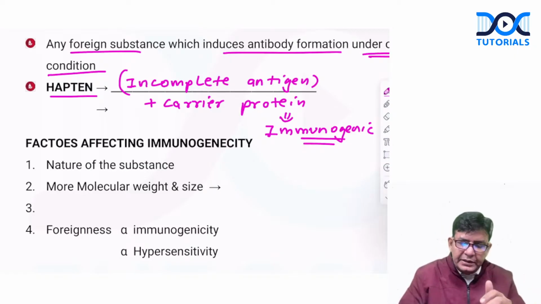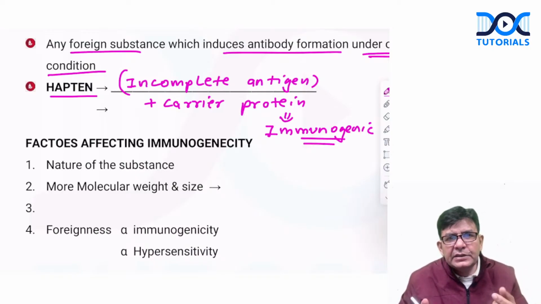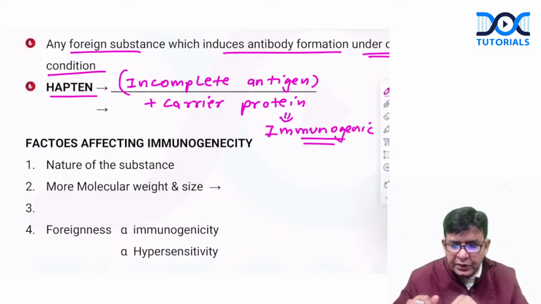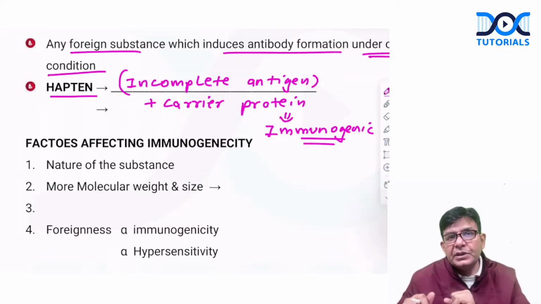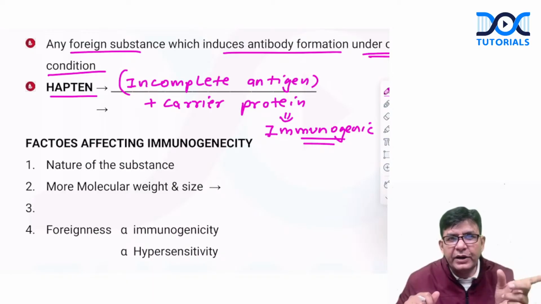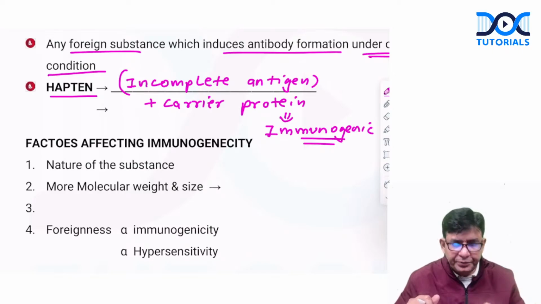Okay, so hapten is an incomplete antigen, like a lot of these metals, nickel and all. They take the skin proteins as a carrier protein, and they become immunogen later on. And that is the story of contact dermatitis in type 4 hypersensitivity, if you remember. Okay, so that is the story of hapten.